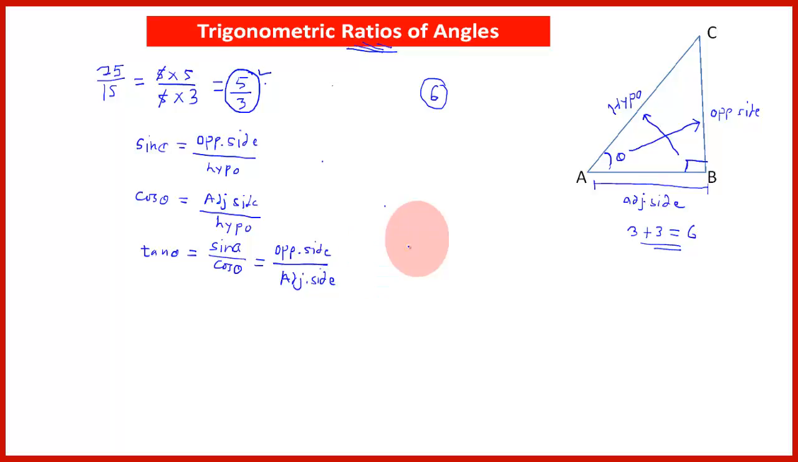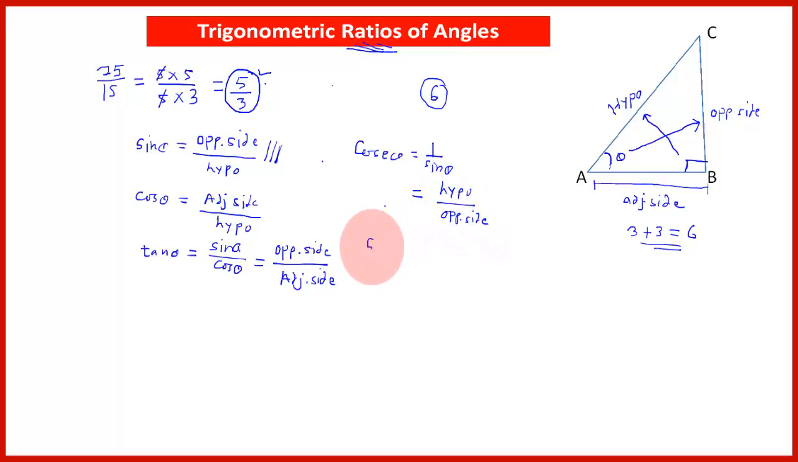Now the next one is cosec theta. Cosec theta is equal to the reciprocal of sin theta, so it is 1 upon sin theta, which is equal to hypotenuse upon opposite side. So cosec theta is equal to hypotenuse upon opposite side.